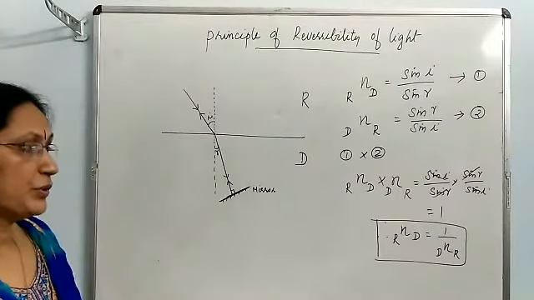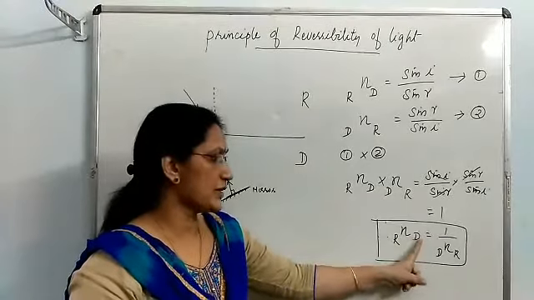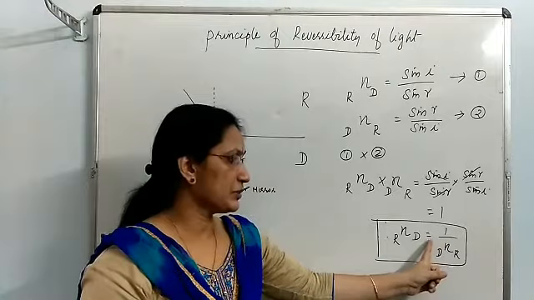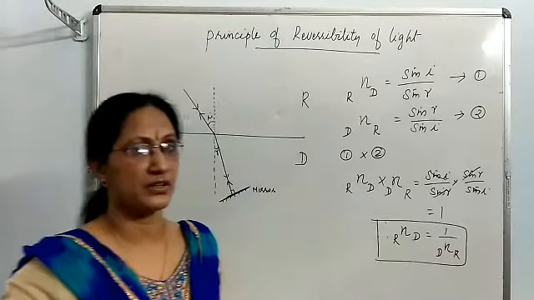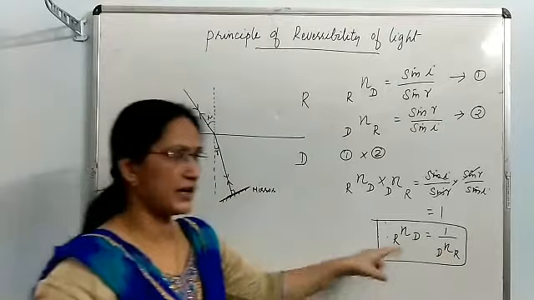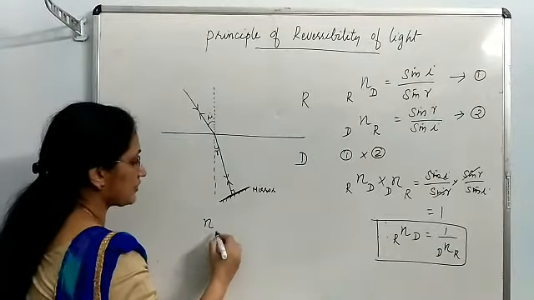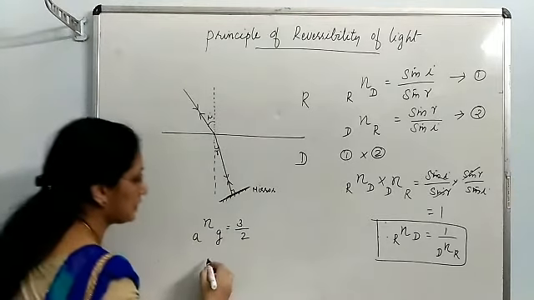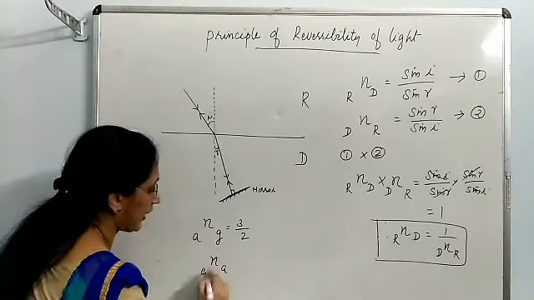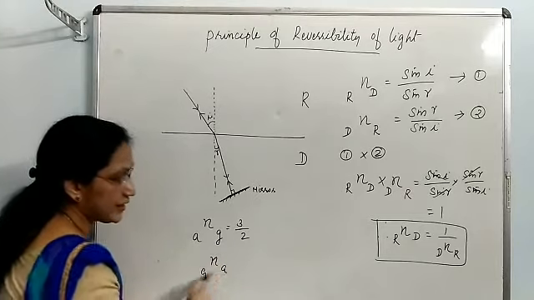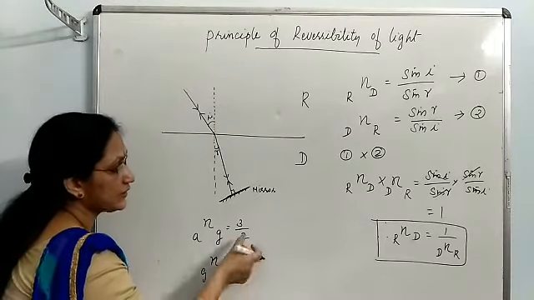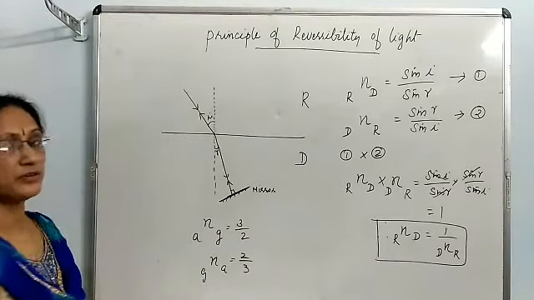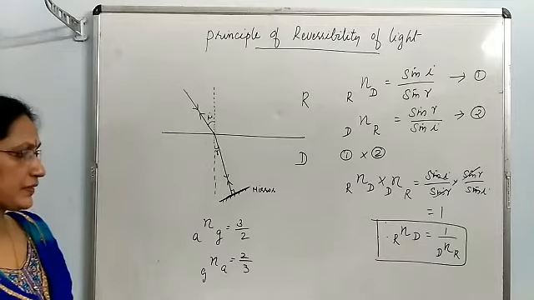Okay. So if you know the refractive index of denser medium with respect to rarer medium, you can find out the other one. The reverse case you can find out. Let us take a numerical to make this idea clear. The refractive index of glass with respect to air is 3 by 2. And what will be the refractive index of air with respect to glass? The media are interchanged. It will be the reciprocal of it, 2 by 3. This is the meaning of the principle of reversibility of light.